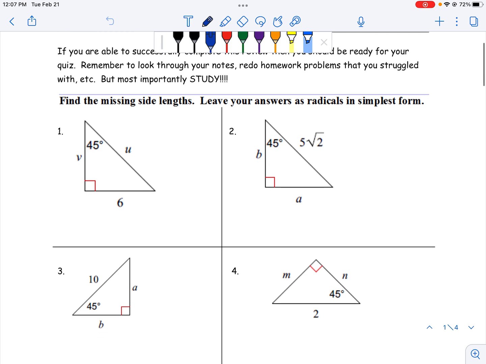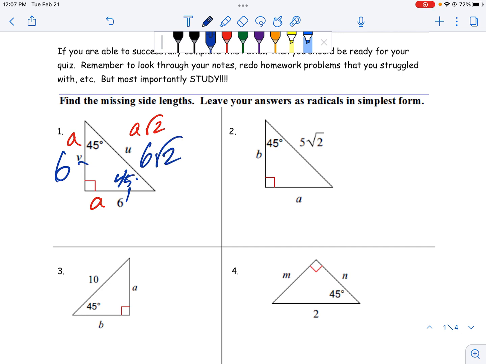All right, number one, we're using a 45-45-90 triangle. That means that these two sides, we'll call it A, and A root 2. I think Logos uses X and X root 2. That means these two sides are going to be the same. So if this is 6, then V is 6. If 6 is my A value, then U is 6 root 2.